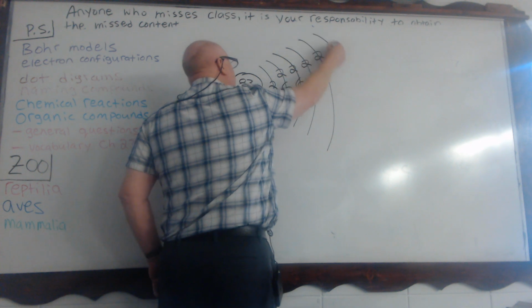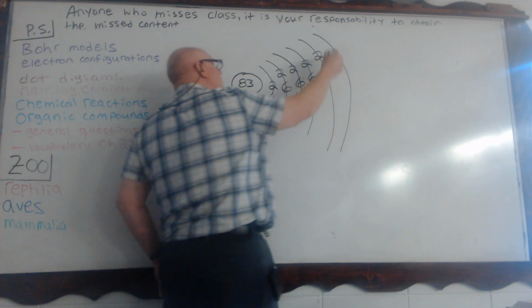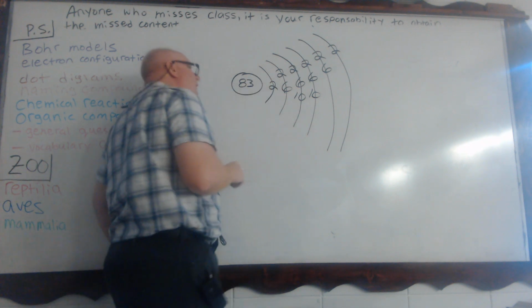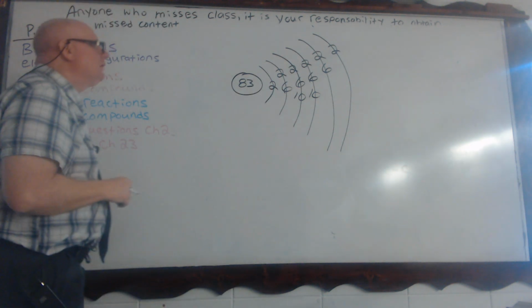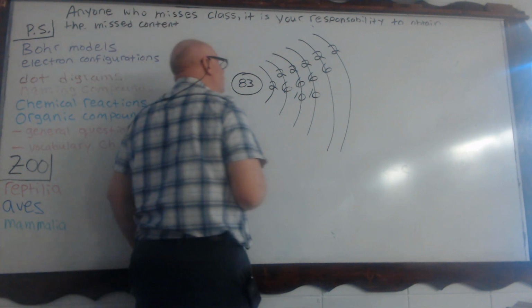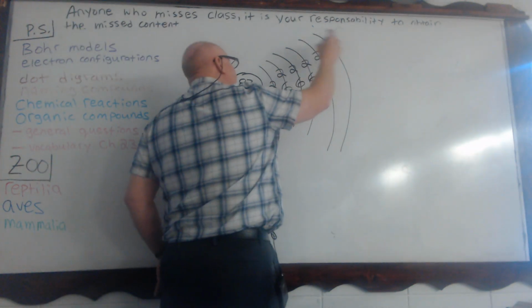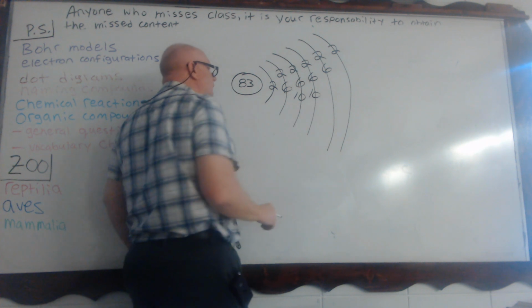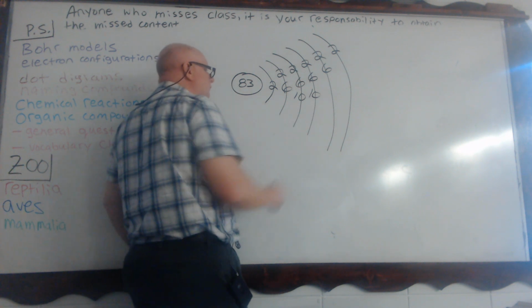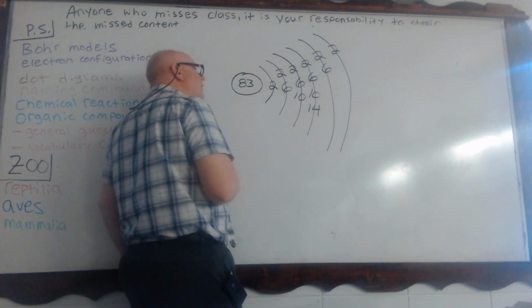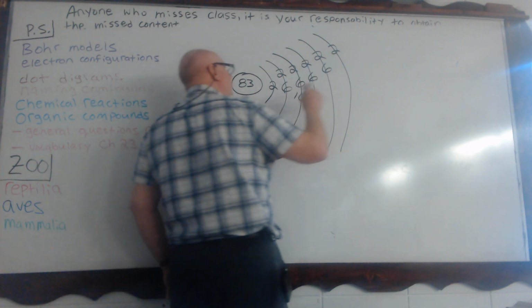6s2. Now this gets to be a little tricky because if an element is this big, we know we're going to have to go through the F block. So we just did 6s2. What comes after 6s2? It's probably right here. 14. Okay. Now we can go back up to here.